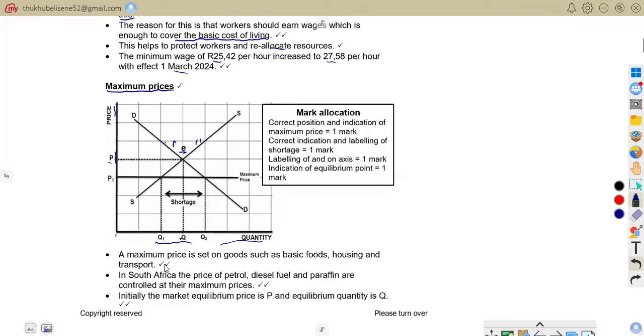So the maximum price line now. Let's talk about the maximum price line. The maximum price P1 is set below the equilibrium price P, which is here. It is set below the equilibrium price P.